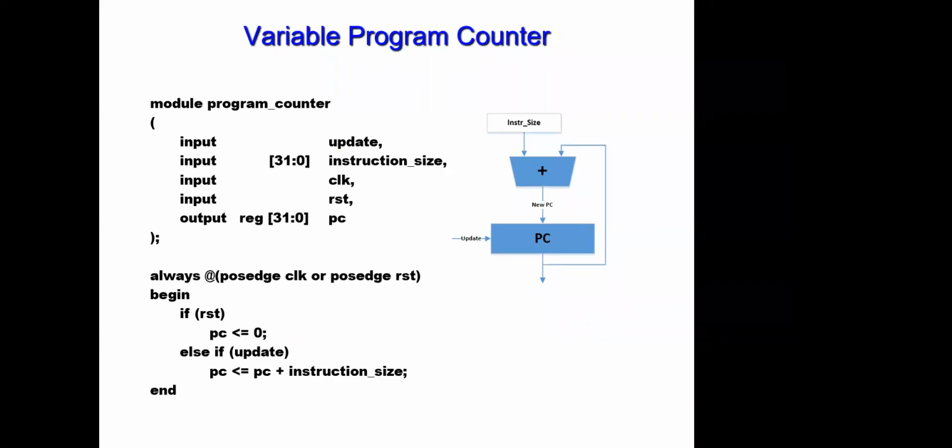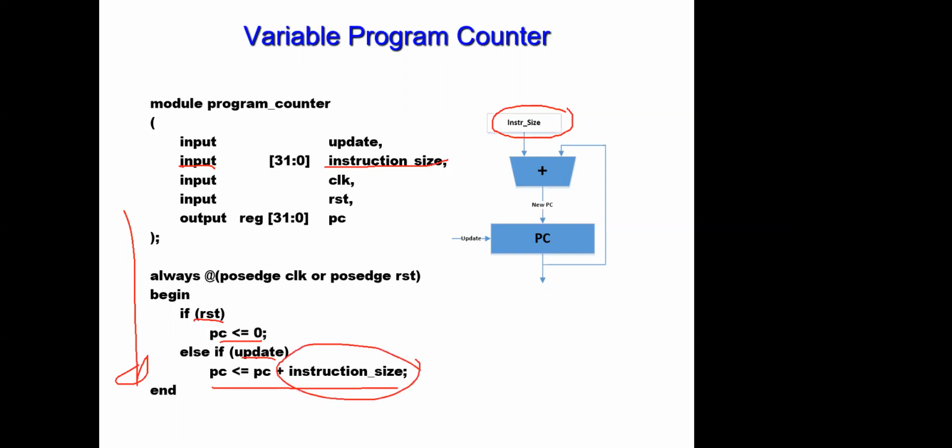I can also have exactly the same thing, but instead of having 4, I can make it an input, which has a certain instruction size. So this will always be an input. I will not define it in advance as 4. It can be a certain input, whatever I have with my mechanism, because as I told you earlier, it doesn't always have to be 4. Correct? And as you can see from the rest of the code, it's exactly the same. If reset, this is equal to 0. Else, if an update, please update my program counter to program counter plus the instruction size.